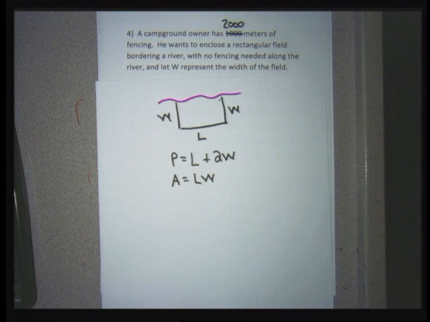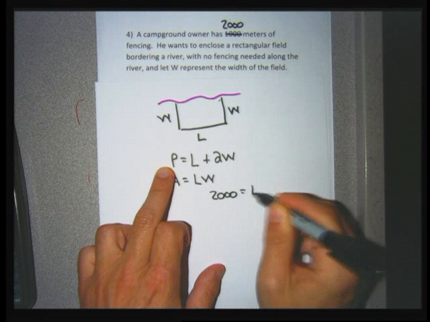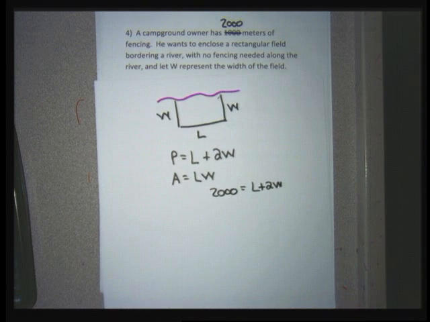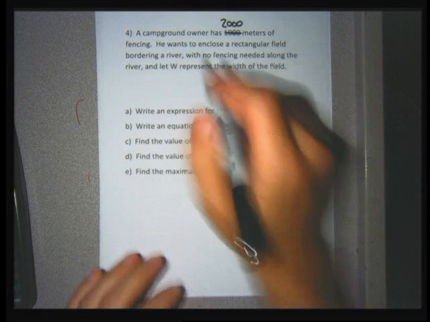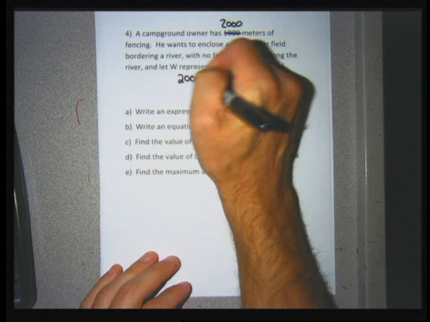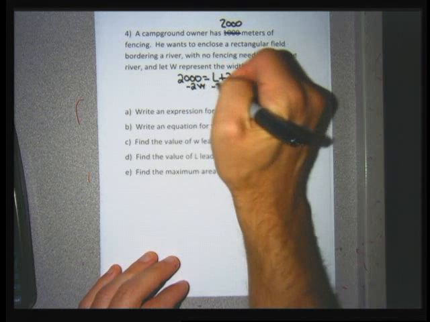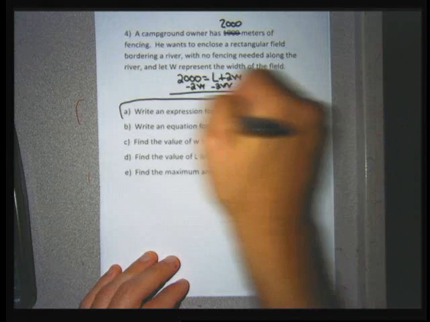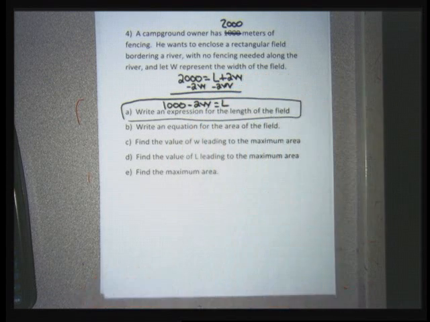Because the number that's given in the problem that I tweaked is the perimeter, I'm going to plug 2,000 in for the P. And so my perimeter formula, because that 2,000 represents the perimeter, is going to be 2,000 equals L plus 2W. Having that understanding of the problem, I can go and do the questions. First question says write an expression for the length of the field. I'm going to take this 2,000 equals L plus 2W, and solve it for L by subtracting 2W from both sides. When I do that, I get 2,000 minus 2W equals L. That's the expression for the length of the field.